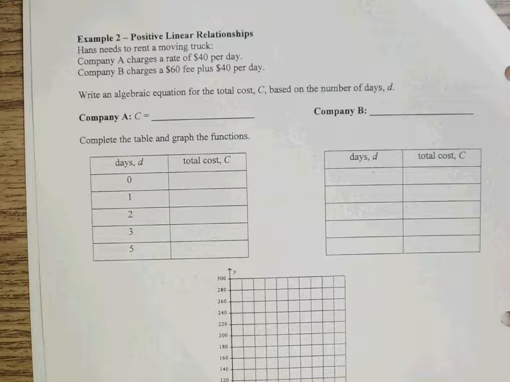We have Hans needs to rent a moving truck. Company A charges a rate of $40 per day. Company B charges a $60 fee plus $40 a day. We're going to start by writing our algebraic equation for the total cost based on the number of days D.